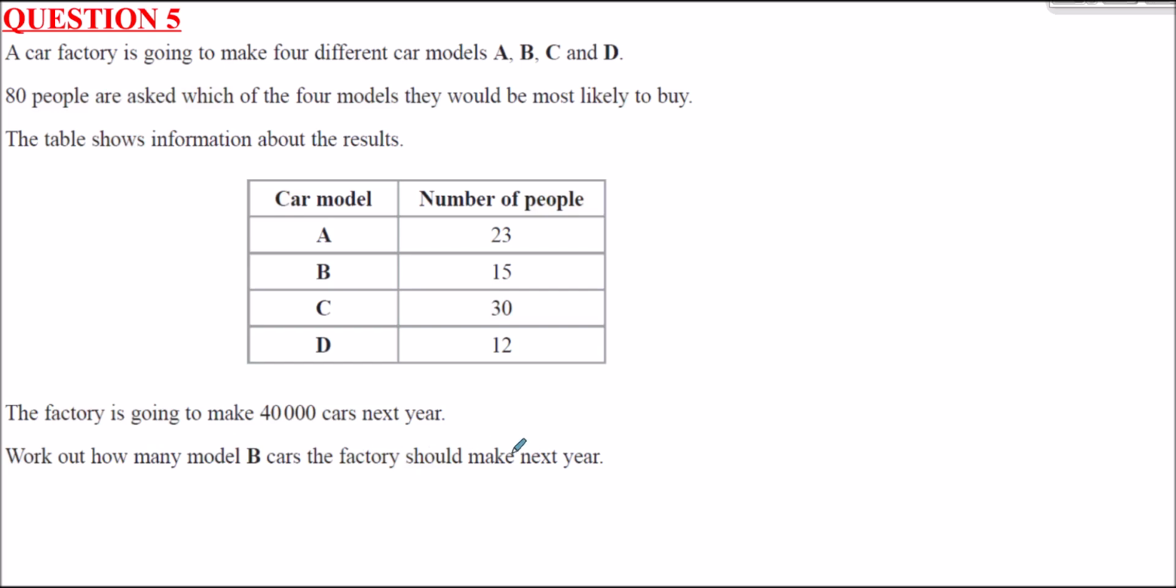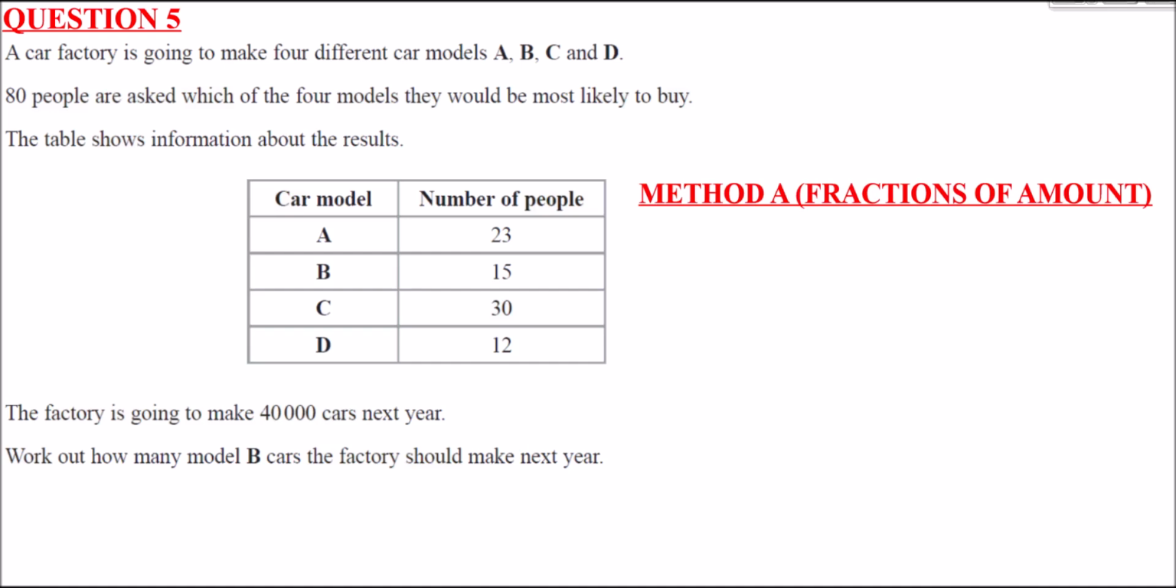So they're going to be making 40,000 in total. How many of those 40,000 cars should be Model Bs? So the first way of thinking about this one probably might be a fraction of amount. I think this might be the most logical, most straightforward way of doing it. I'll show you another way after, but fractions of amounts.